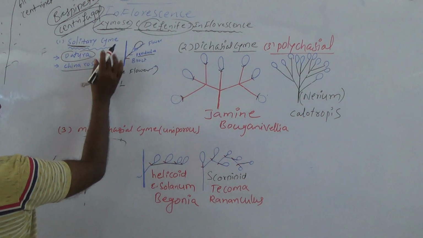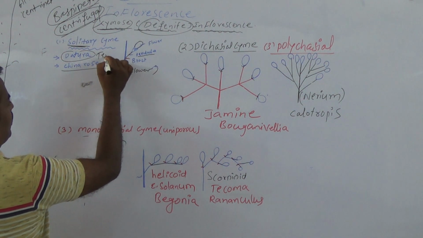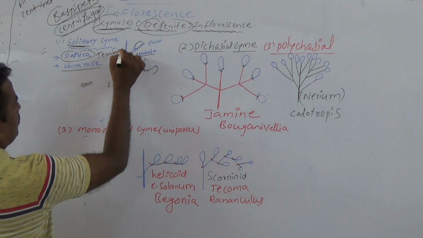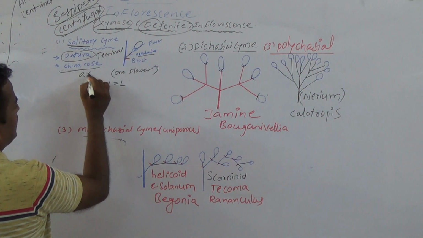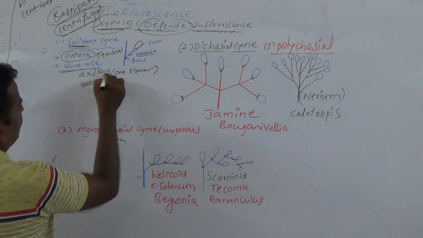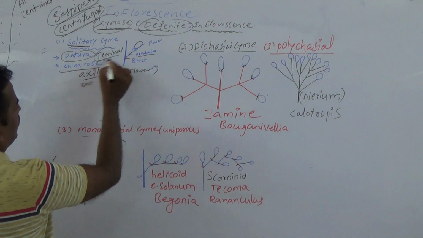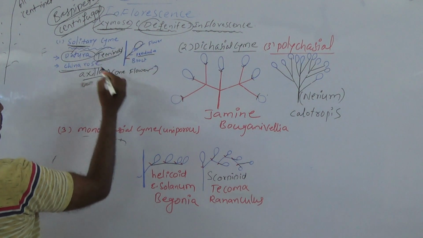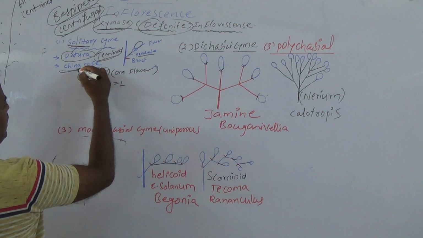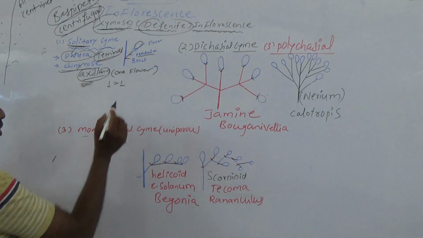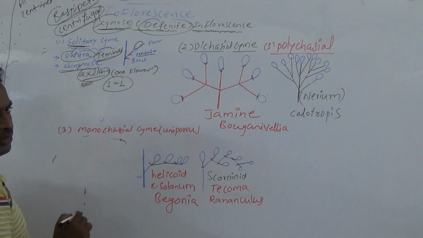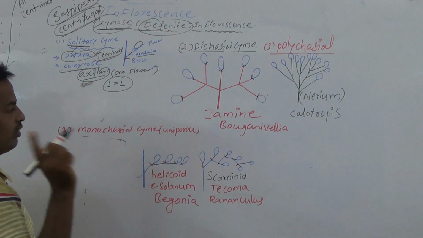In datura, terminal flowers are reported, but in China rose, axillary flowers are reported. This formula is very important in the MCET examination. One peduncle, one flower. That's it.